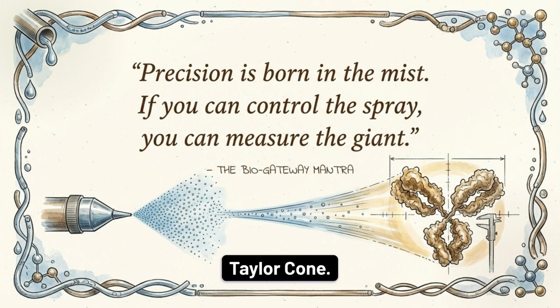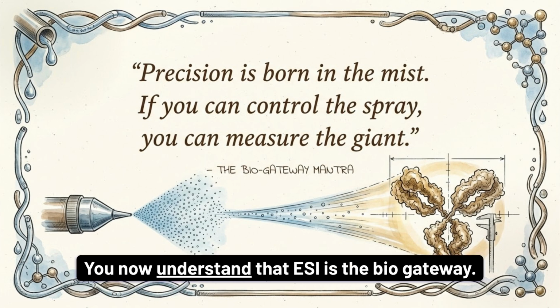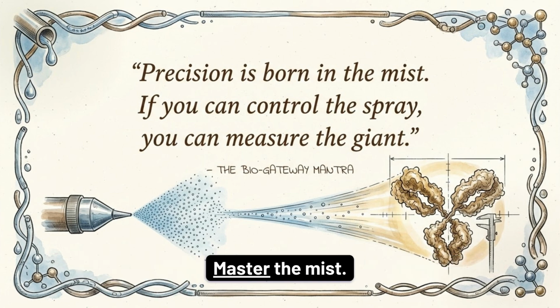Recap. 1. Taylor cone. Balance. 2. Rayleigh limit. Tension. 3. Coulombic fission. Liberation. 4. Soft ionization. Protection. You now understand that ESI is the bio gateway. Silence the doubt. Master the mist.